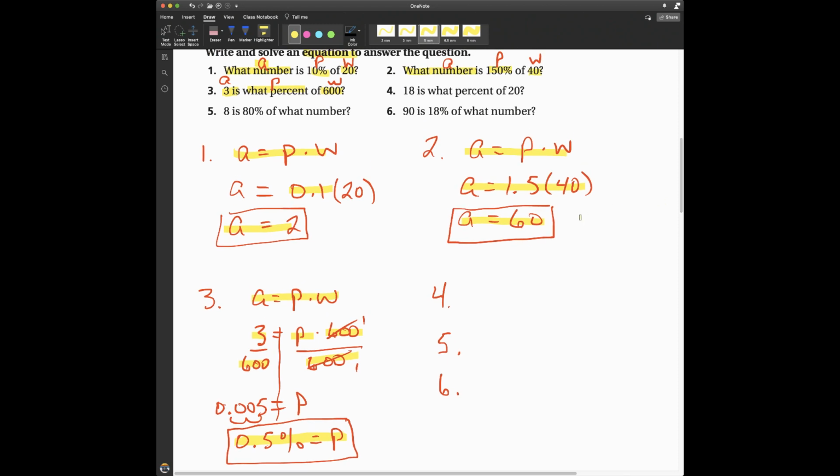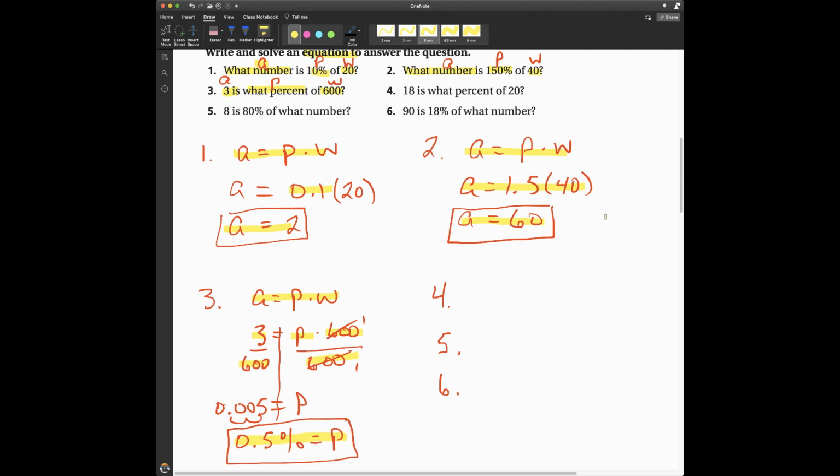If you're watching this on YouTube, go ahead and pause the video, and I'd like you to work out problems 4, 5, and 6 in your composition book. If you're watching this on Edpuzzle, the video will stop so that you can work out problems 4, 5, and 6 in your composition books. So it'll stop now.